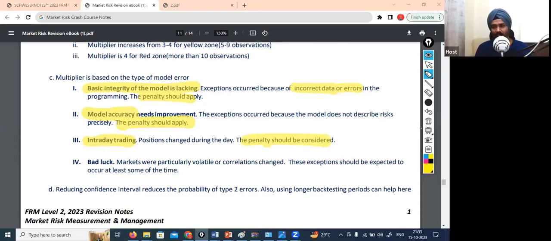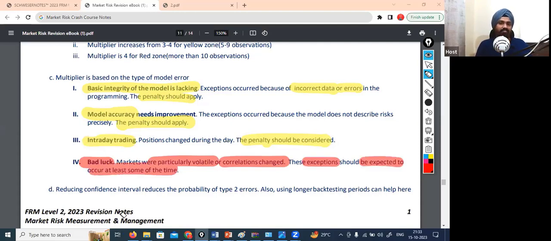And what if you had an exception just because of bad luck? Maybe markets were particularly volatile. Now, these exceptions should be expected to occur at least some of the time, so the penalty is going to be considered. It's bad luck, but can't help it.